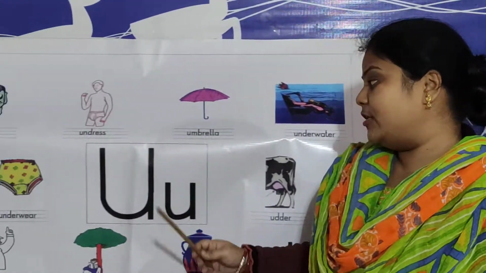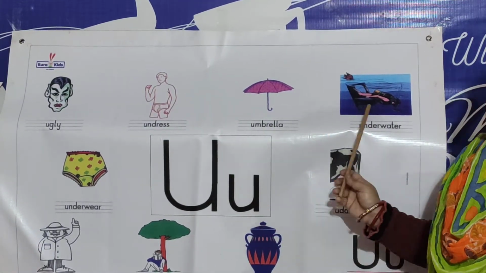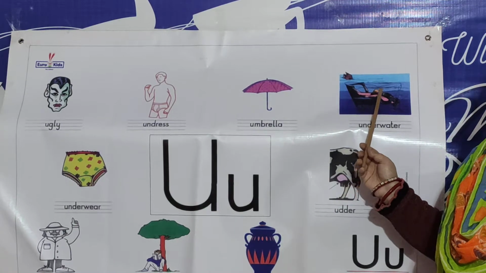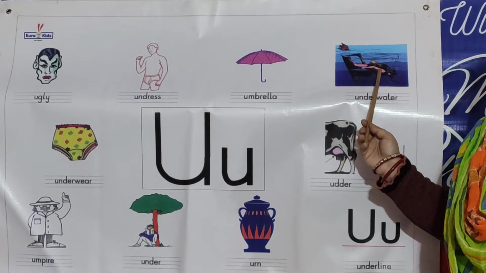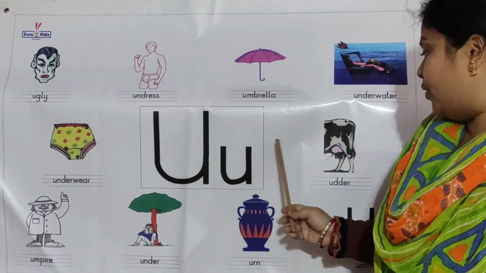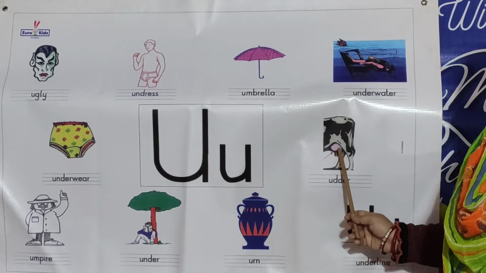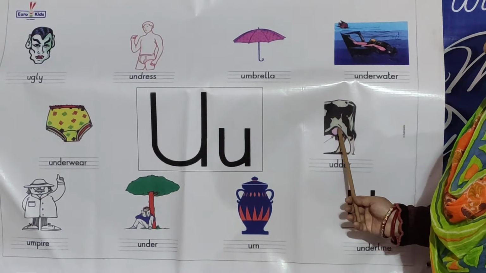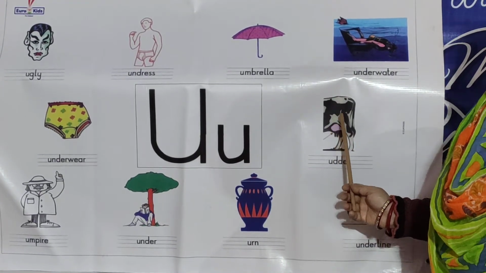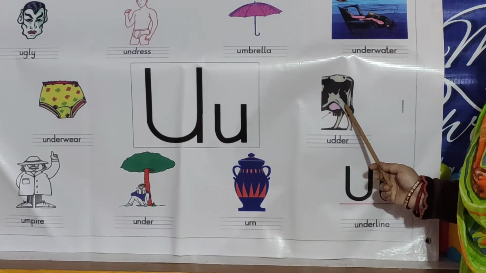Umbrella protects us from sun heat. And children, U for underwater. Look children, the diver is underwater. And U for udder. Udder is a part of the cow's body from which we get milk. So look here, this is the udder.